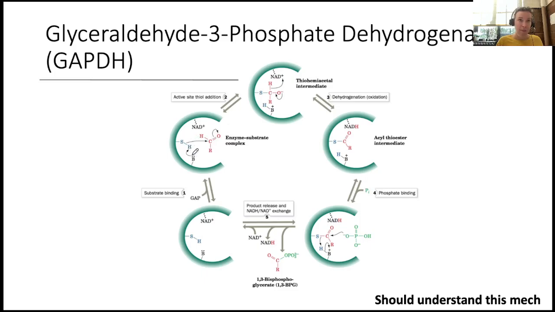The base grabs a proton from the thiol. SH, not a very good nucleophile. S-, much better nucleophile, for that sulfur then to attack the carbonyl carbon. That gets us up here, where our base is protonated and positively charged, and the sulfur group has formed a transient covalent bond with our substrate.